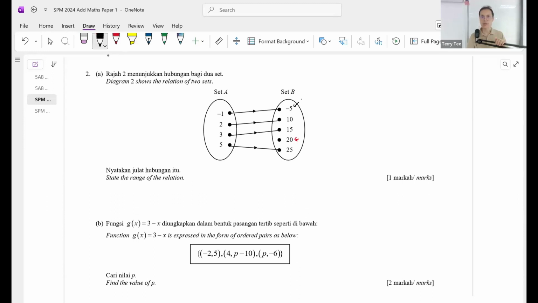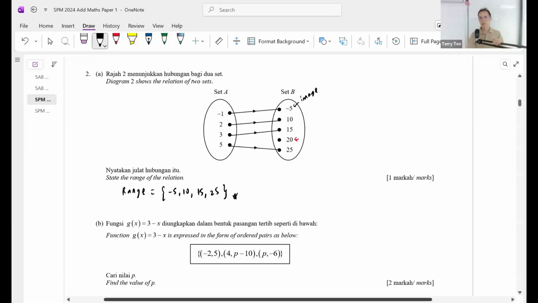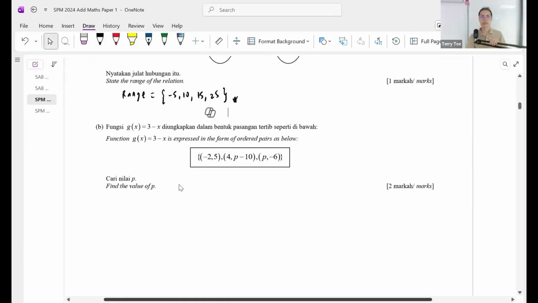Remember, we call this individual element an image. So it's a set of all images put together. So what is your range here? My range is, let's start with negative 5, followed by 10, followed by 15, followed by 25, and please put the braces to represent a set of all images. Yeah, pretty easy. Now, let's move on to part B.